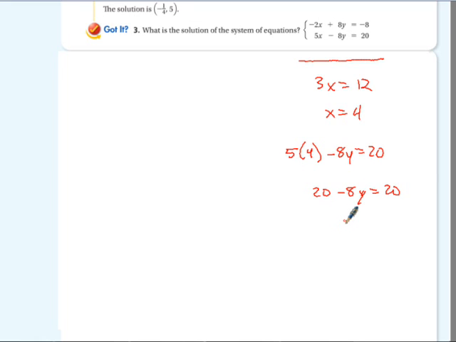This is 20 minus 8y equals 20. We subtract 20 from both sides. We get negative 8y equals 0, so y equals 0. So the answer here is just (4, 0). That's where they intersect. Okay? If I lost you anywhere there, make note of it, and we will go over that one in class.